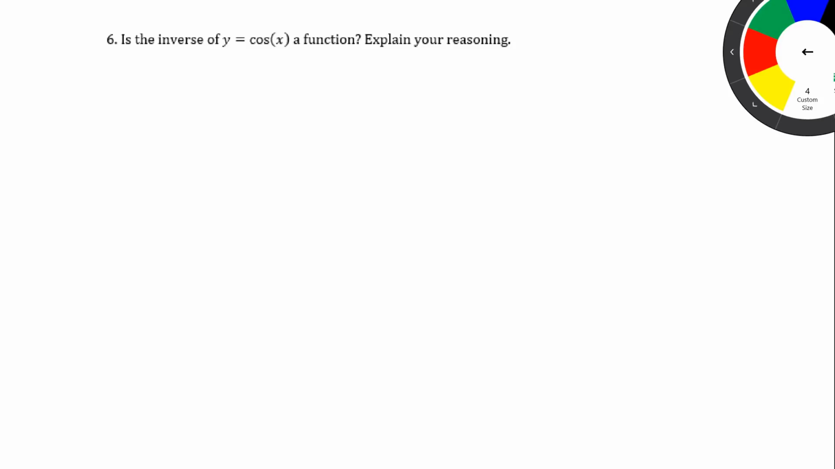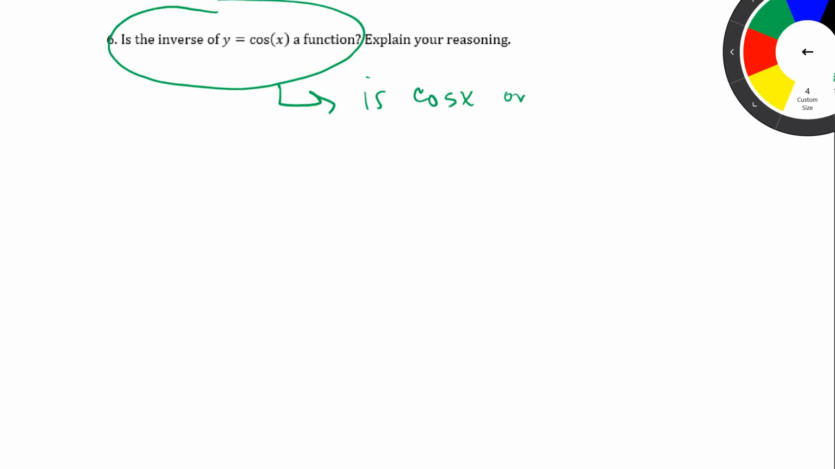All right. Last question kind of takes us to something we did in a previous chapter, trigonometry, and kind of explains something that we're now doing in this chapter. So it says, is the inverse of y equals cosine of x a function? So what this is really asking us is, is the cosine of x one-to-one? That's all it's really asking.